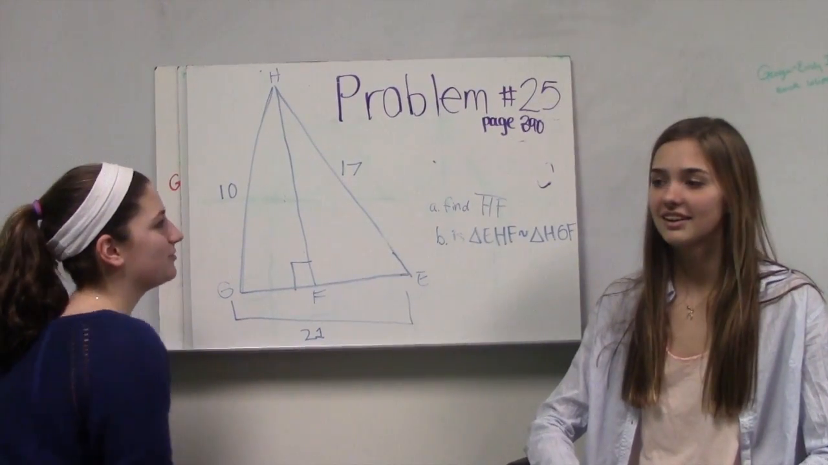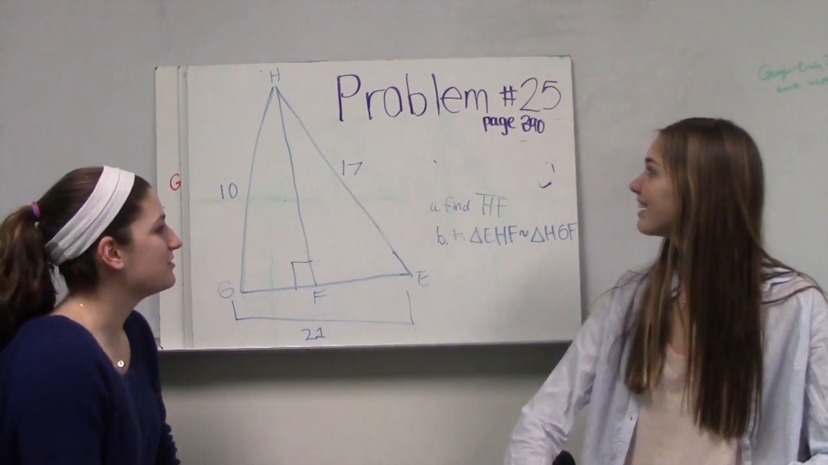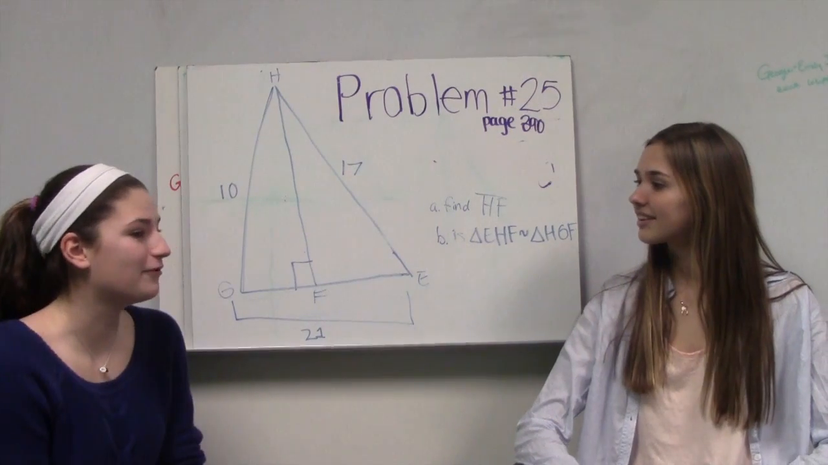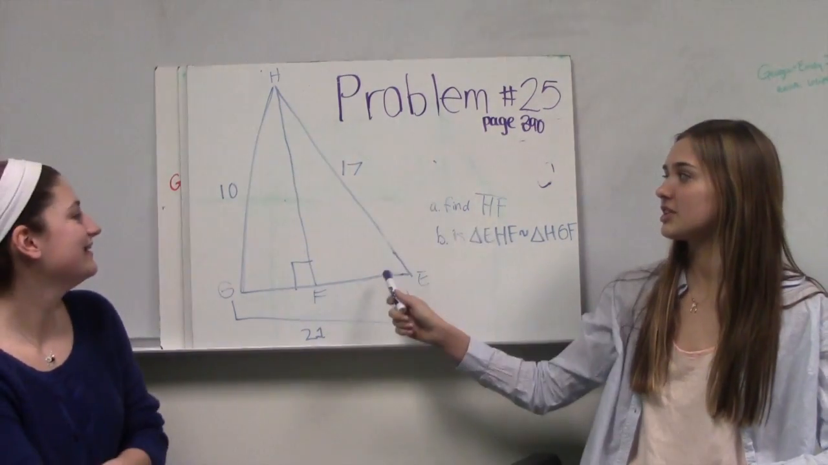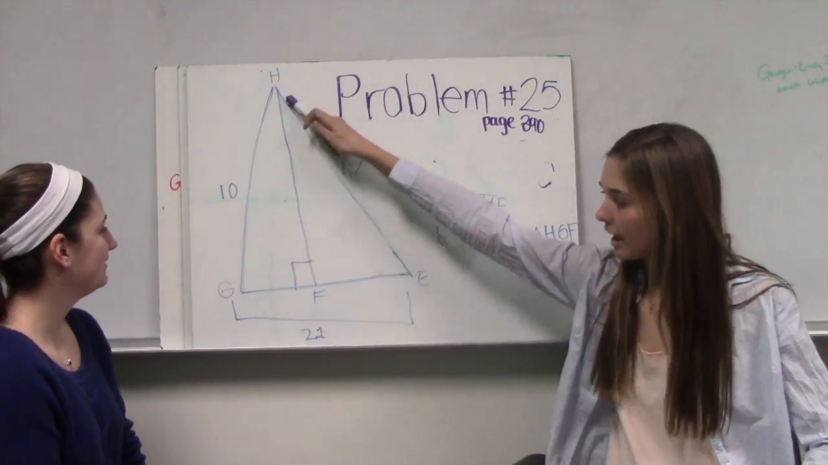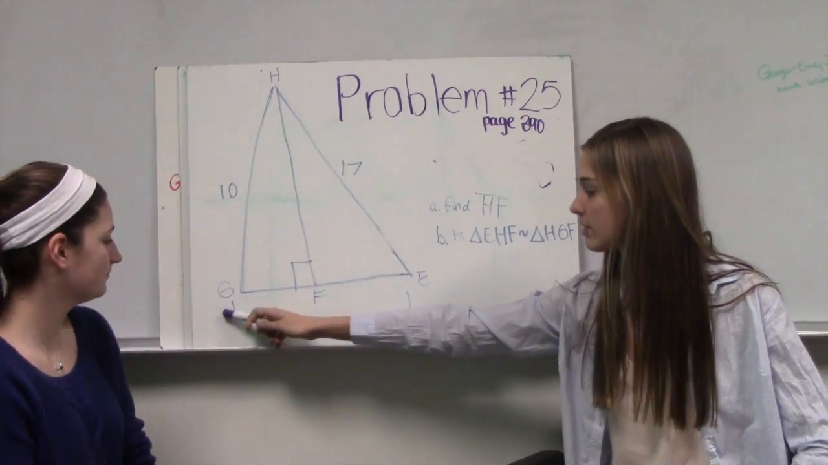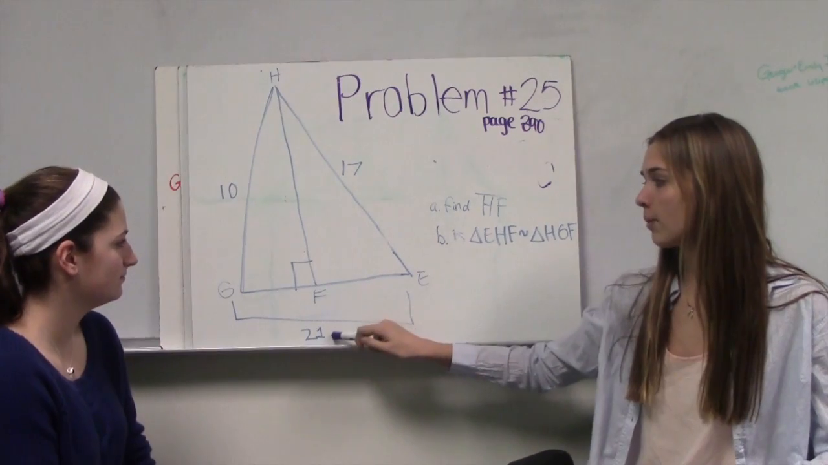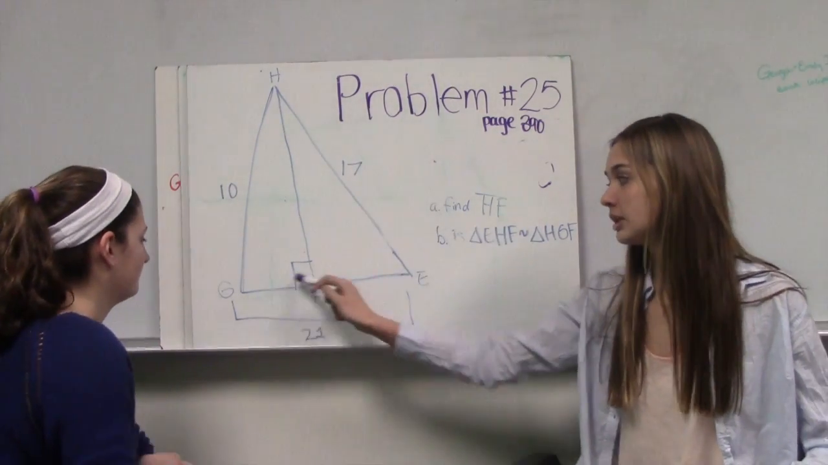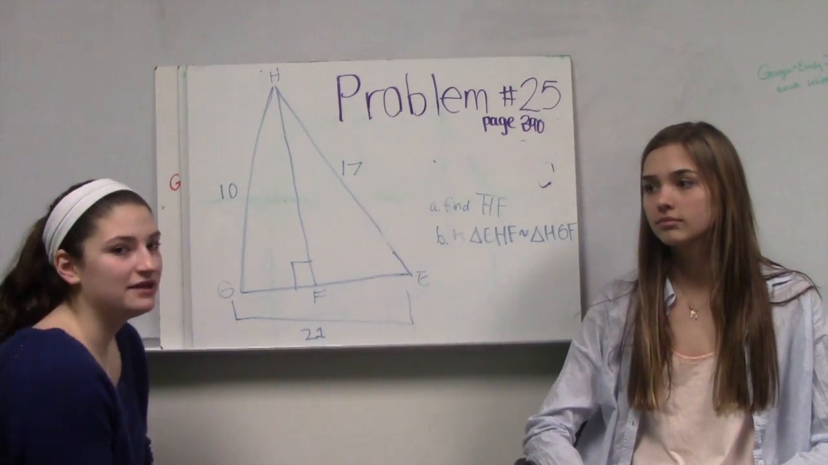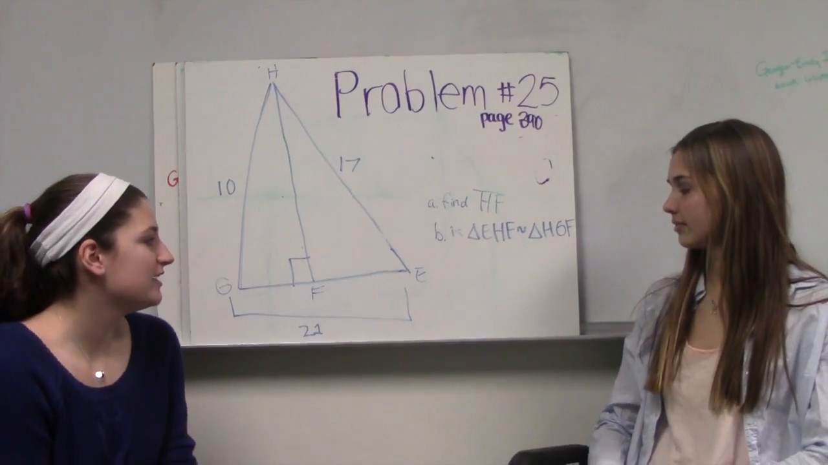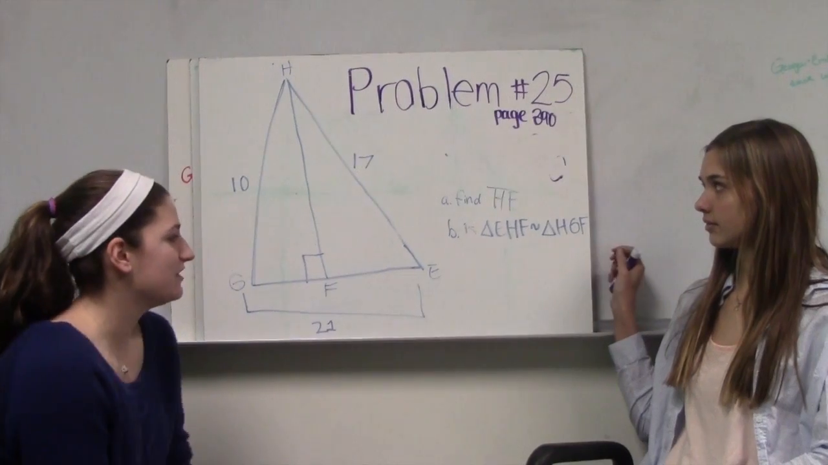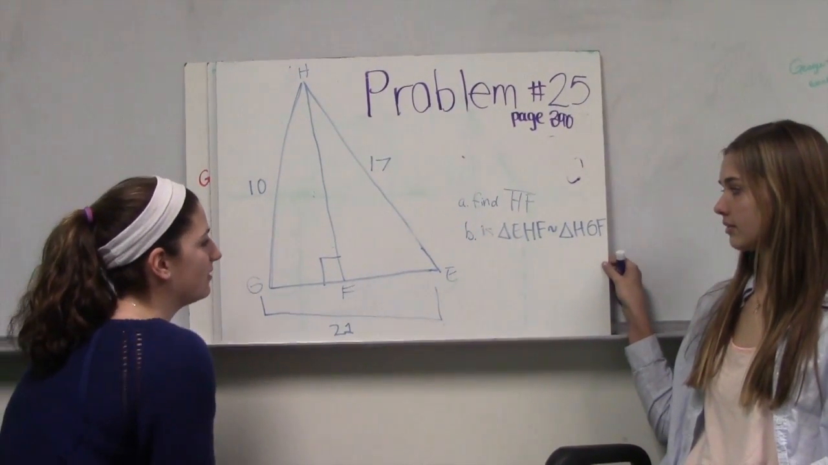So we did problem number 25 on page 390 from 9.4, part 1. We were first given that HE, which is here, is 17 units, and HG is 10 units. We were also given that the whole of GE was 21 units, and that HFG formed a right angle. And what we need to find for A is the length of HF, and we need to find out if triangle EHF is similar to triangle HGF.